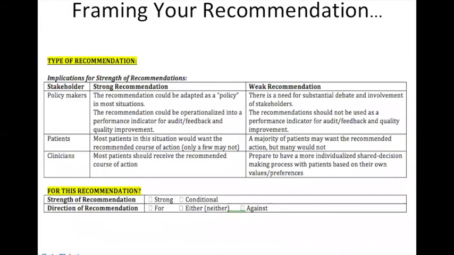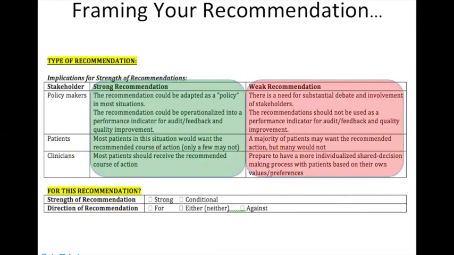Finally, you have to actually frame your recommendation. So we're getting to the point of going through all of those domains, and now you have to write a recommendation. So you're going to be able to write strong recommendations, which from a policy perspective could be operationalized into performance indicators for audit, feedback, quality improvement. From the patient perspective, the statement of a strong recommendation would be that most patients in this situation, the clinical scenario that you've laid out, would want the recommended course of action, and only a few may not. And from a clinical perspective, you would recommend the course of action or the intervention your group is examining.